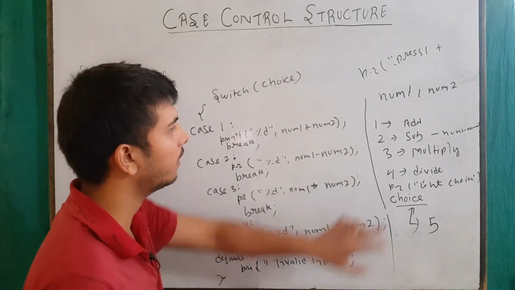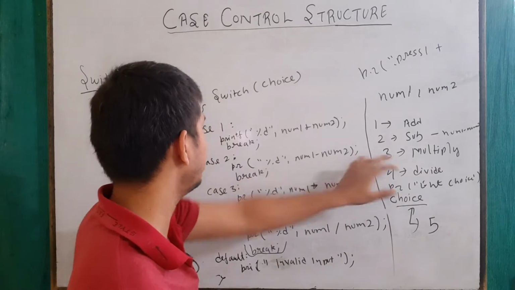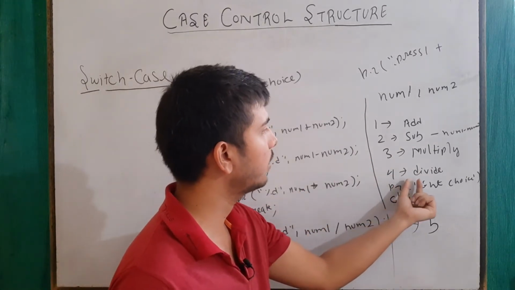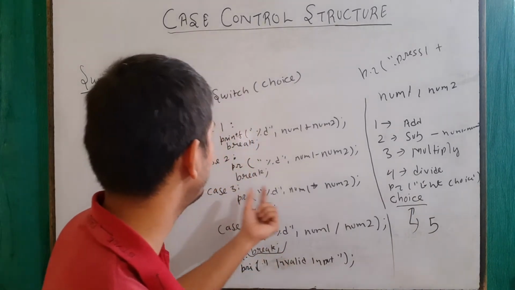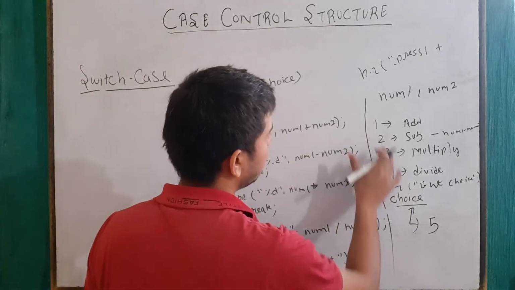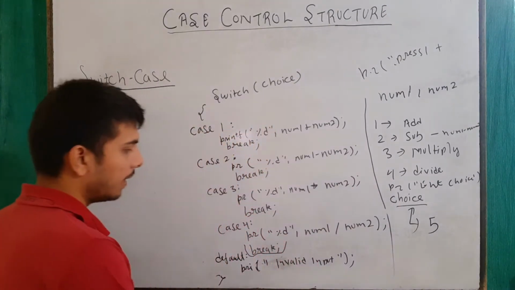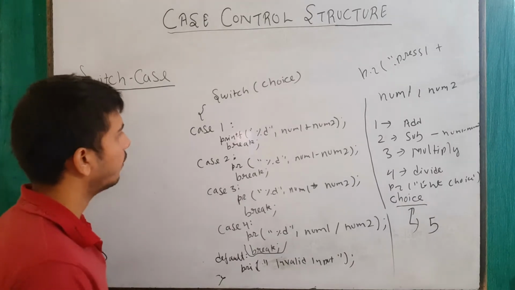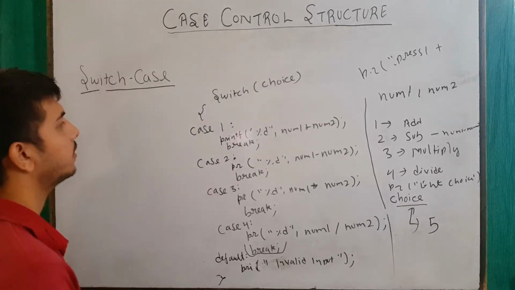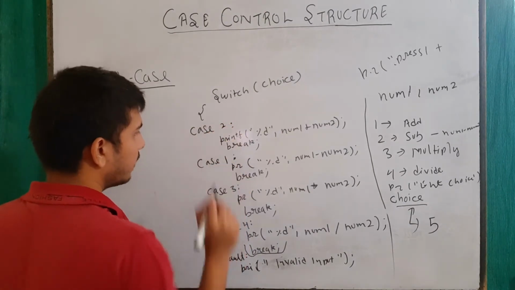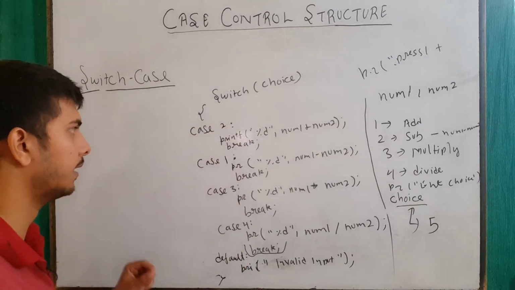Now if the user input is 3, then it will give me num1 multiply num2. Similarly, if user input is 4, then it will give me divide. For 2, it will give me num1 minus num2, and if any number other than 1, 2, 3, 4 is given, then invalid input will be given as output. Another thing is that these cases can be shuffled. For example, here I can write case 2 and here case 1. There is no problem in that.